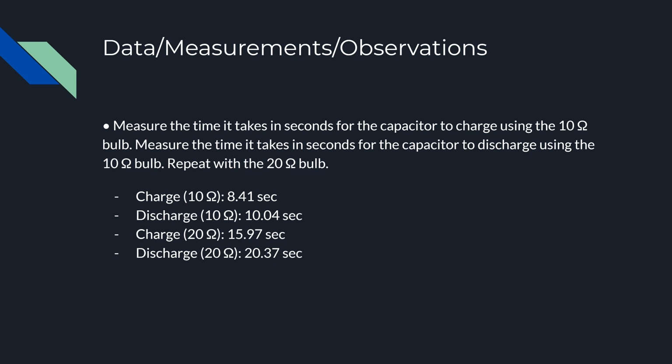I measured the time it took for the capacitor to charge and discharge with a 10 ohm bulb and a 20 ohm bulb, and here are the results. The 20 ohm bulb took a lot longer, which was expected. The interesting thing is that it takes longer to discharge than to charge.